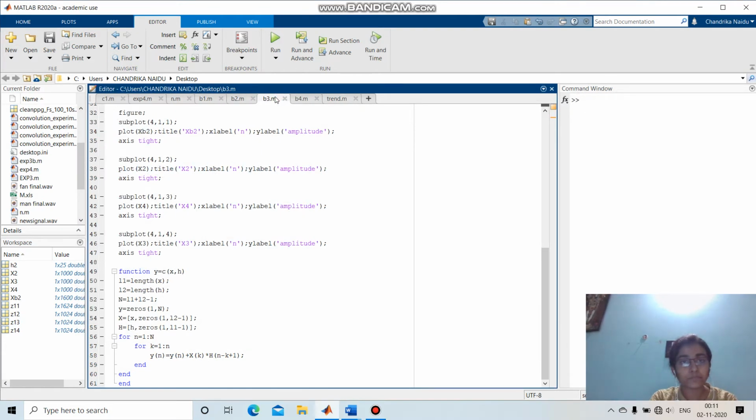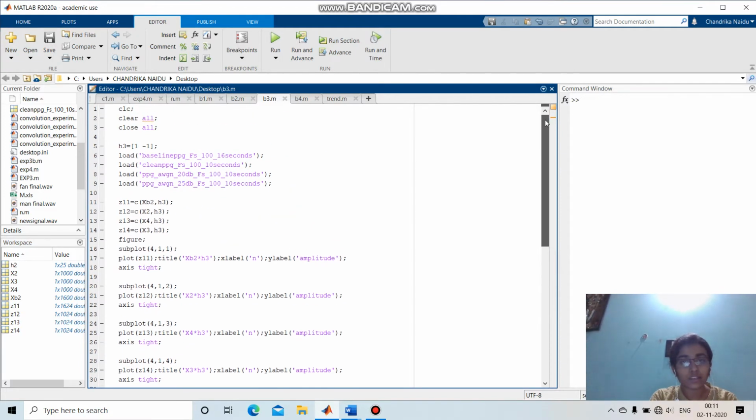System 3, I have done the same thing, taking the impulse response as 1, minus 1, and loaded all the 4 signals and did the convolution for them.